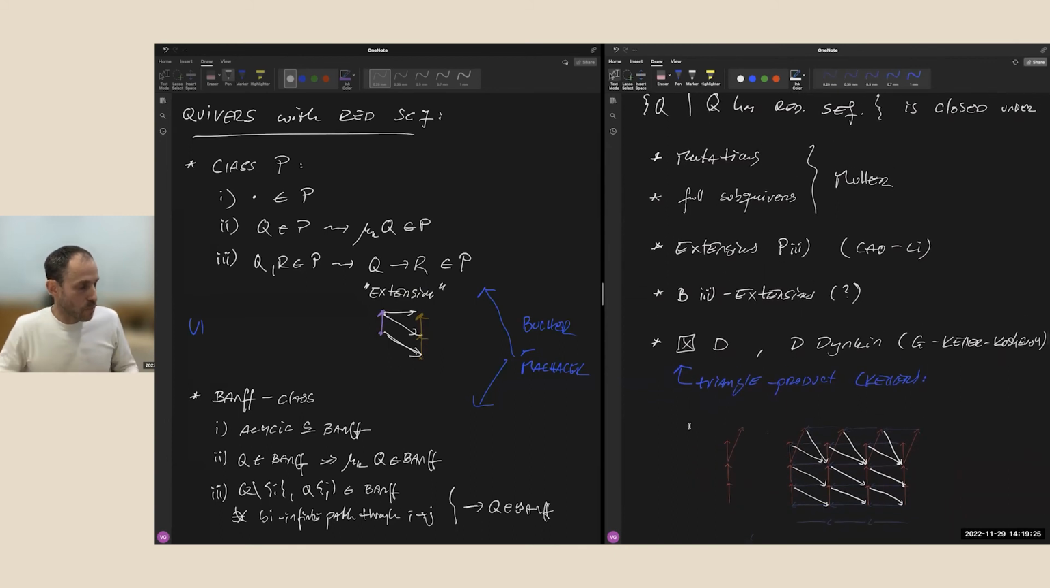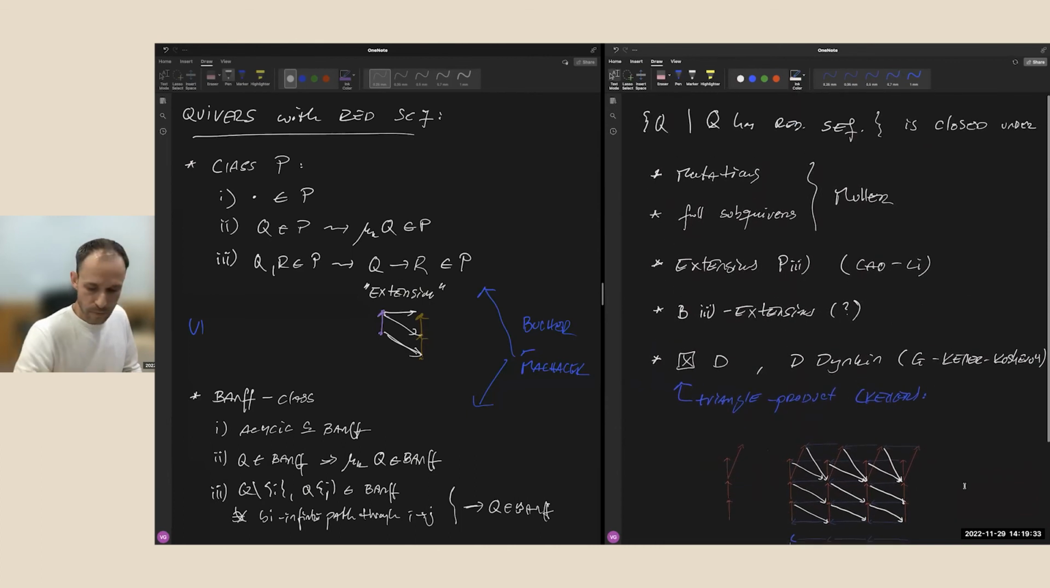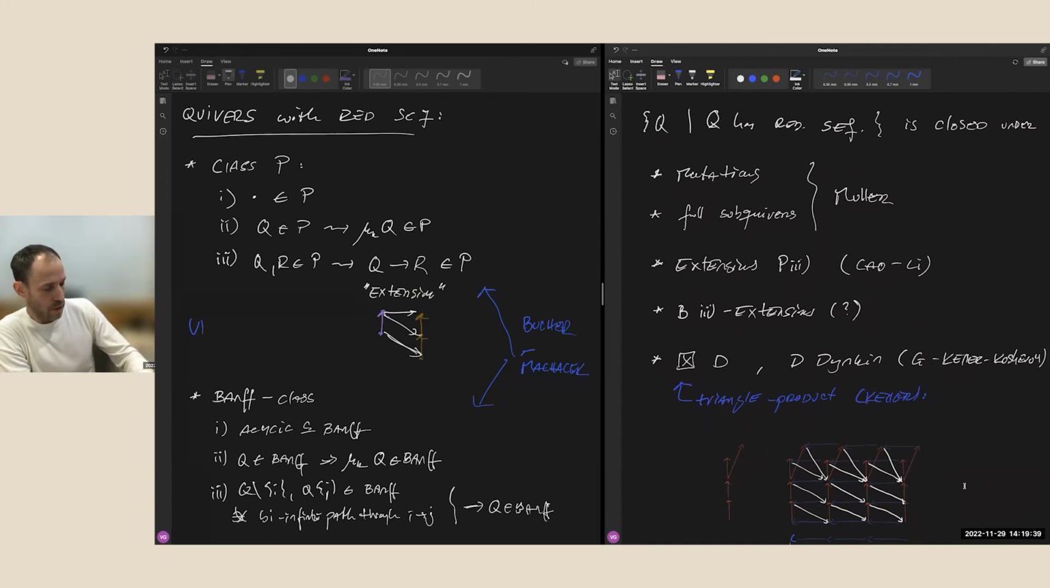So here's an example. Here you take the red quiver, the D4 quiver, and the blue, the A4 quiver, and then you take the direct product, and the white arrows are the triangles which appear.